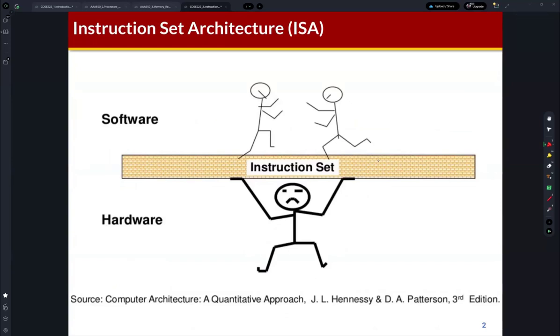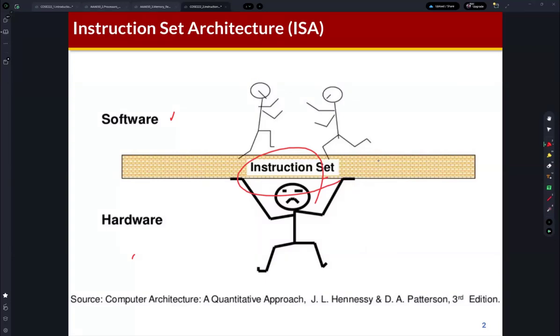Actually, that's the textbook of advanced computer architecture. Then you can find this figure. It's software and then hardware, and the hardware is under this large plate. And what is this plate? This is the instruction set. The software is a plane, and the hardware is supporting this plate using the instruction set.